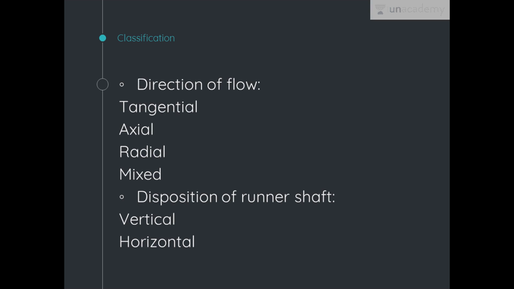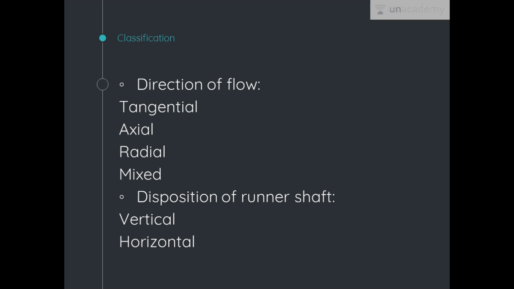In the radial flow turbine, the water flows in a radial direction through the runner. Radial flow turbines are further classified into inward radial flow and outward radial flow turbines. The example being the Thomson turbine and the old Francis turbine. Mixed flow turbine is one in which the water flows radially into the runner and leaves axially, with our modern Francis turbine being the example for that. And depending on the disposition of the runner shaft, they are differentiated into 2 types, namely the vertical shaft and the horizontal shaft.